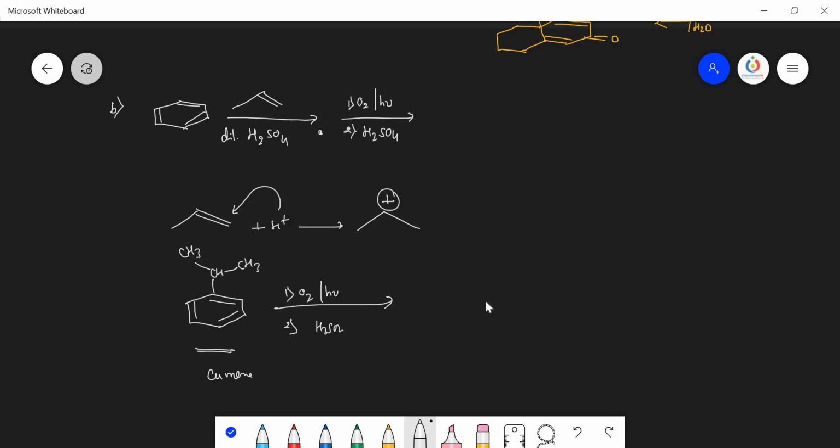So with H2SO4, this is just oxidation. So we get the phenol, OH, plus CH3CO CH3, the acetone molecule.